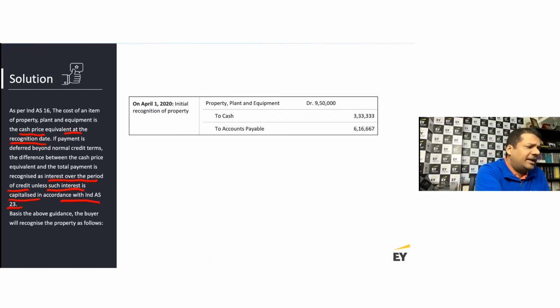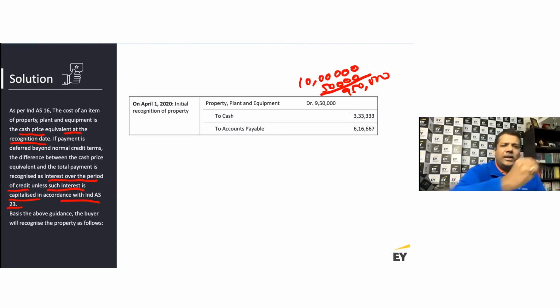So from 10 lakh, I made the total payment of 10 lakh, and there is a 5% discount, so that gives me 9,50,000. Okay, 9,50,000 is the property, plant and equipment debit, to cash, which is the year one installment which I paid, to accounts payable.